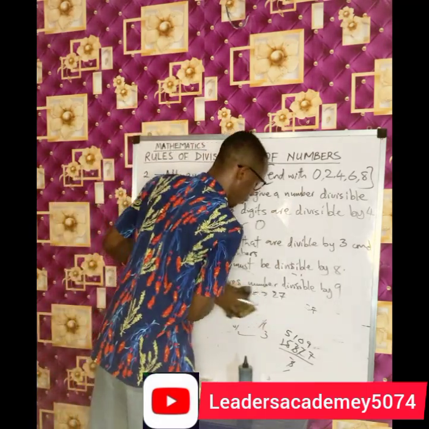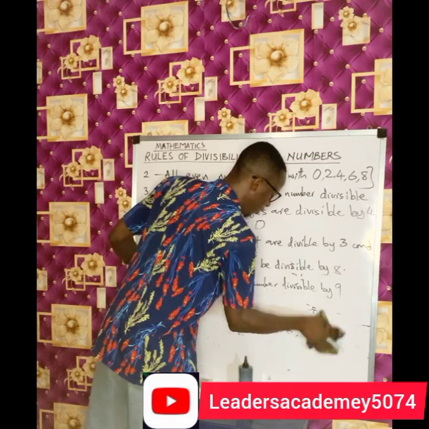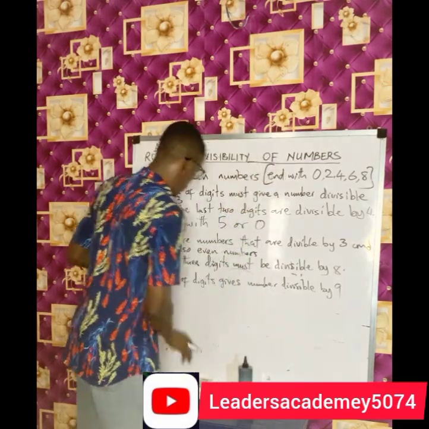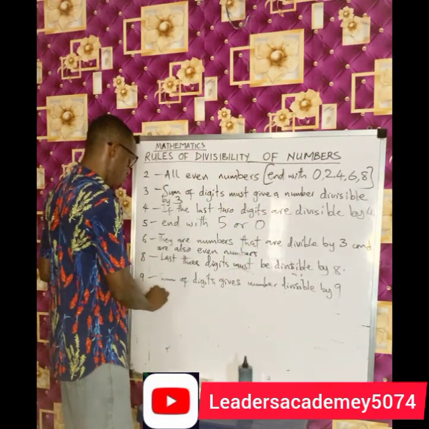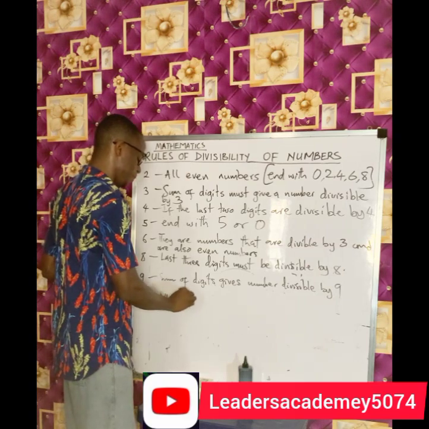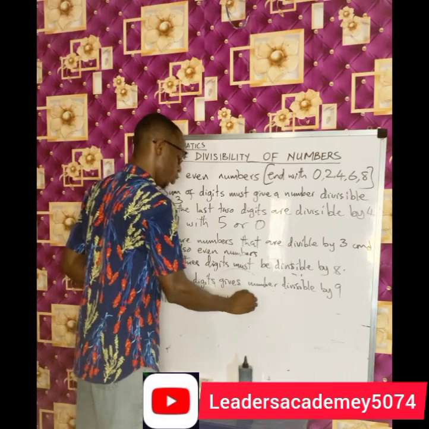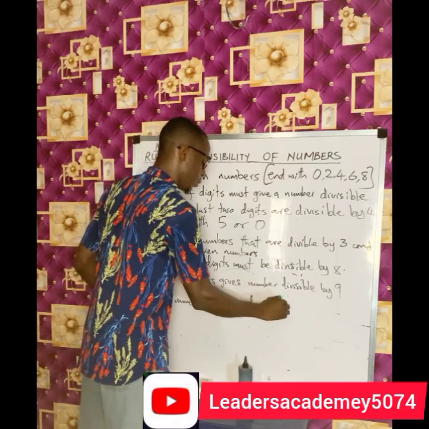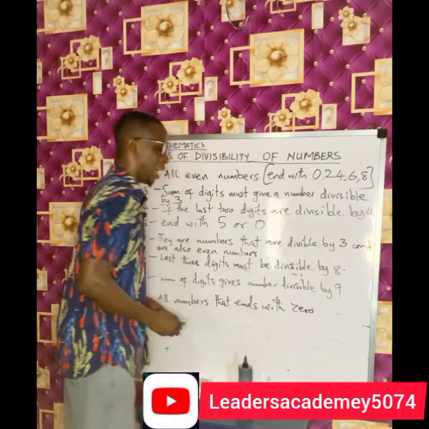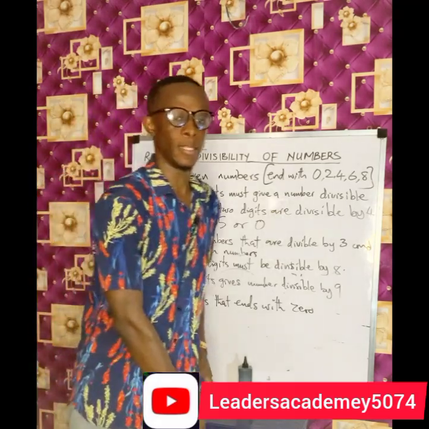Now for 10, all numbers that end with 0 are divisible by 10.